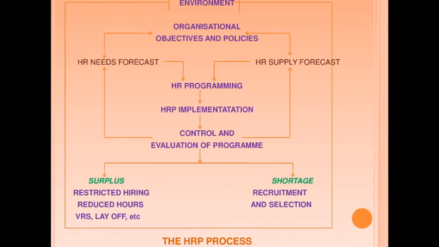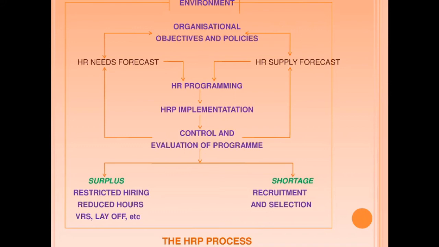And so the final one is control and evaluation of the program, which includes establishing the reporting procedures, identifying who are in post and those who are in the pipeline. It should report employment costs incurred against budget allocated and observe trends in, if we have surplus employees, what are we expected to do and what should we do in case of shortage of employees.